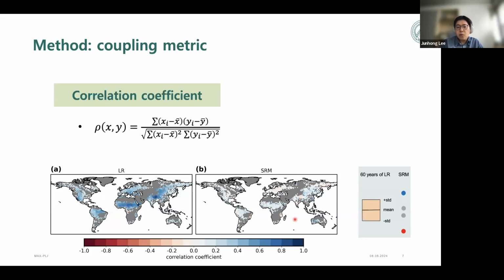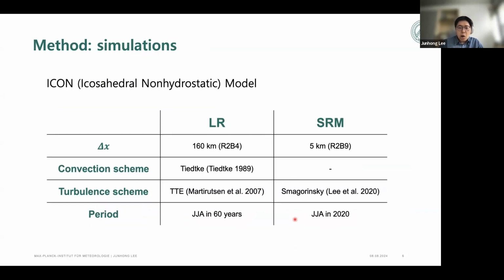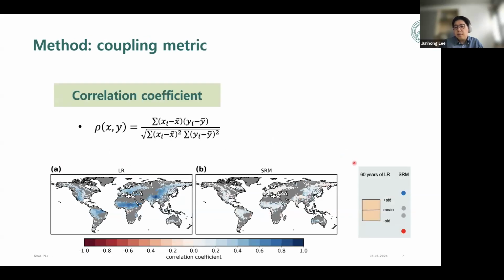And at this point, you may wonder how I can confirm the storm resolving simulation is really different, because you are just using one year of data. So it could be falling into the inter-annual variability of low resolution. To answer this question, I put a little box on the right-hand side of my slide. In order to avoid this problem, I compute 60 values of the correlation coefficient first for low resolution. Then I compute the mean of them and one standard deviation of them.